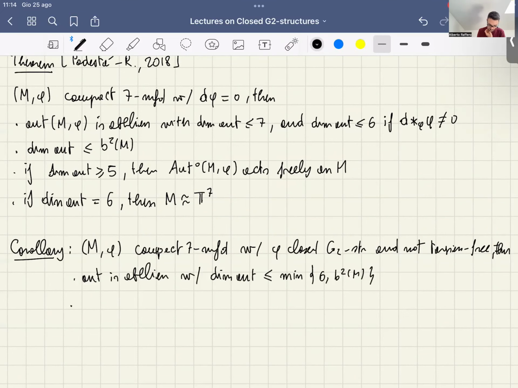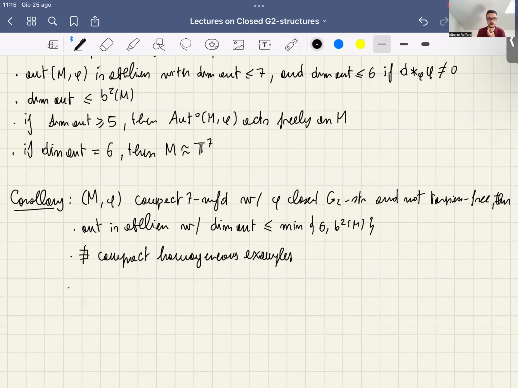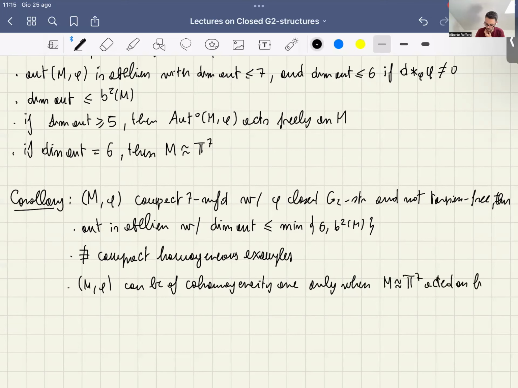This implies that there are no compact homogeneous examples because of this bound given by 6, and moreover that M with phi can be of homogeneity 1 only when M is diffeomorphic to the 7-torus acted on by the 6-torus. And examples of this type occur.